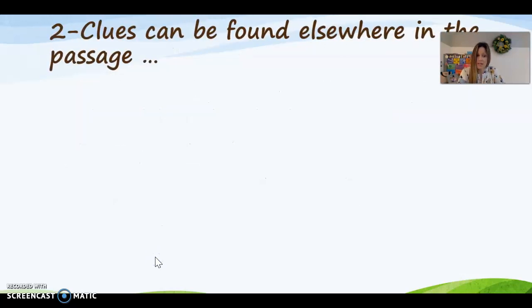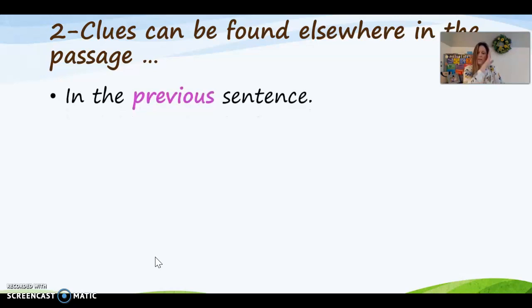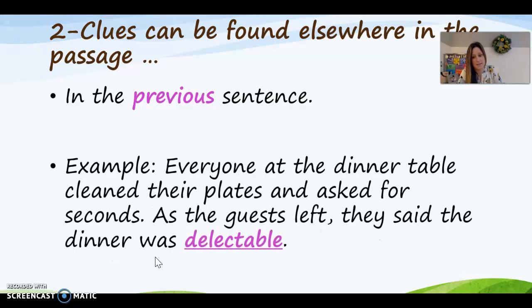All right, so now we're on to box number 2. So clues can be found elsewhere in the passage. So they might be found in the previous sentence. An example of that: everyone at the dinner table cleaned their plates and asked for seconds. As the guests left, they said that the dinner was delectable, okay? So here, if everyone cleaned their plates and asked for seconds, this delectable must mean it was really, really yummy, right? Okay, so look maybe in the previous sentence for clues.